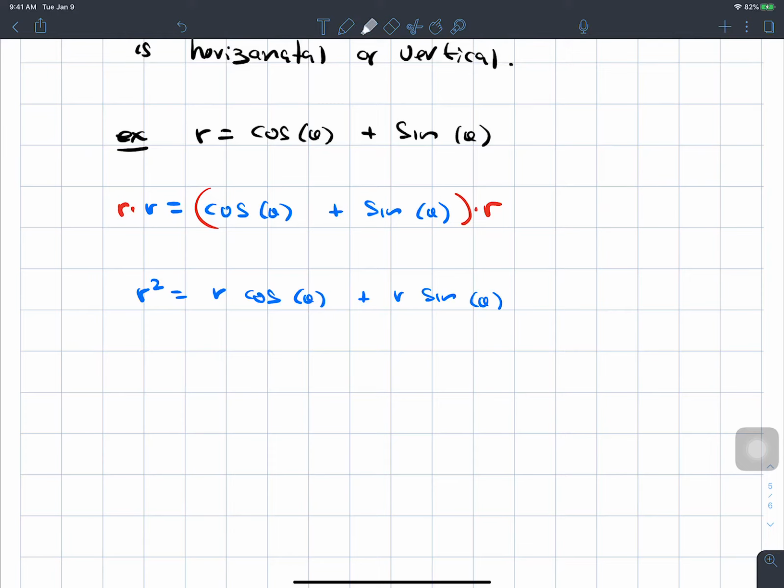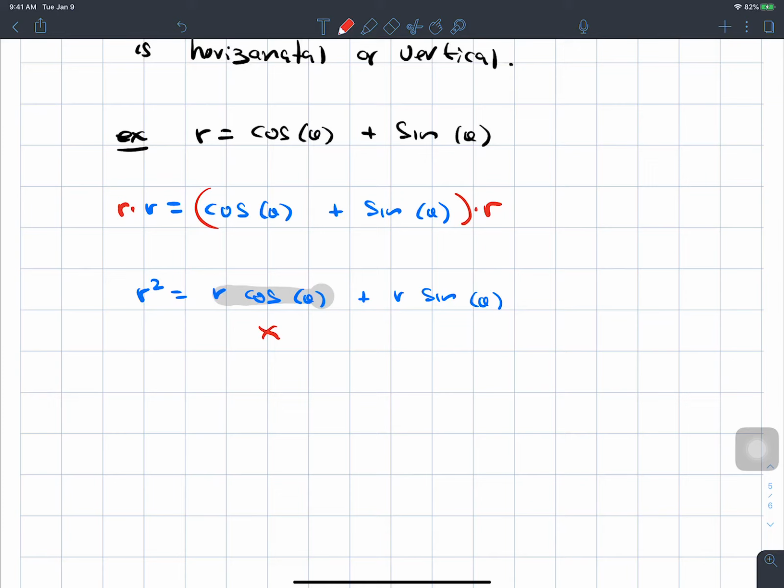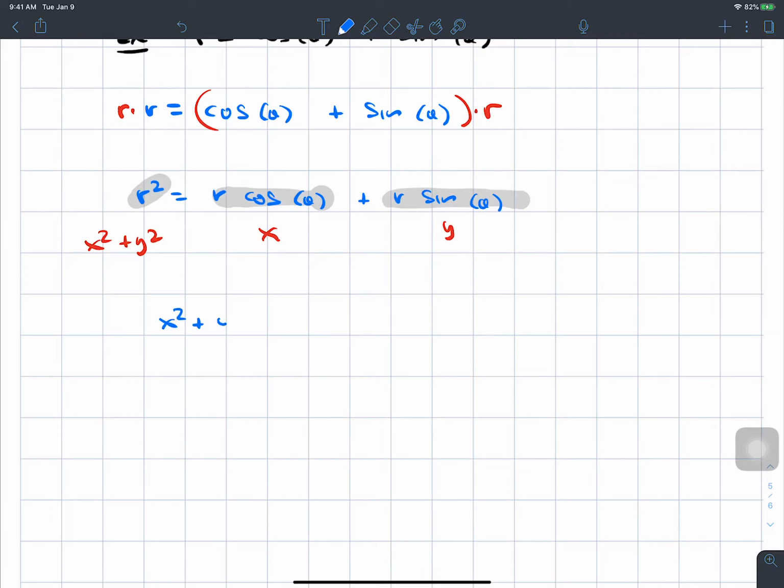By definition, x is going to be r cosine theta. R sine theta is y, if you guys remember. And then I'm going to say r squared. This is x squared plus y squared. So here's what you end up with. X squared plus y squared is x plus y.